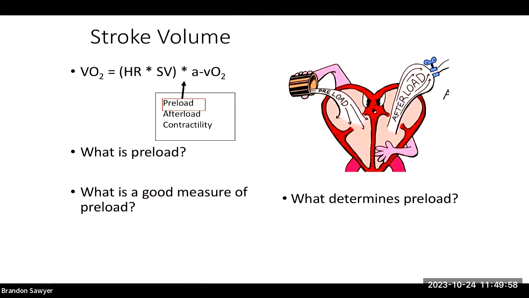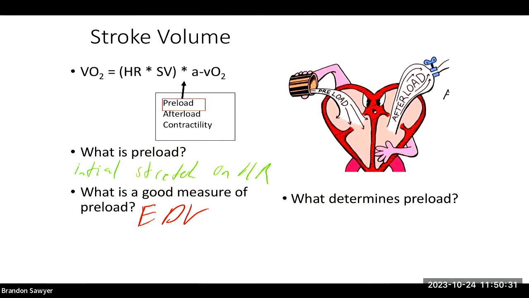Okay, so preload, again, is the initial stretch on the heart, right? Let me go back to red, that green's not the best color. So that's really how much stretch we're putting on the heart and how much we're filling it up, right? And what did we say was a good measure of it? Everybody? EDV, yeah, end diastolic volume, right? It's how much volume is in the heart before we contract.